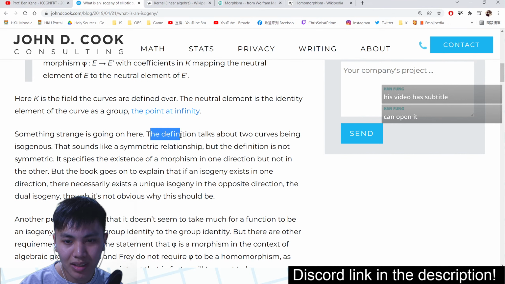但我覺得唔係好 trivial 咩？即係你好似零 map 去零咁樣，好應該好 make sense 嘅。Something strange is going on here. The definition talks about two curves being isogenous. That sounds like a symmetric relationship, huh? But the definition is not symmetric. What the heck?